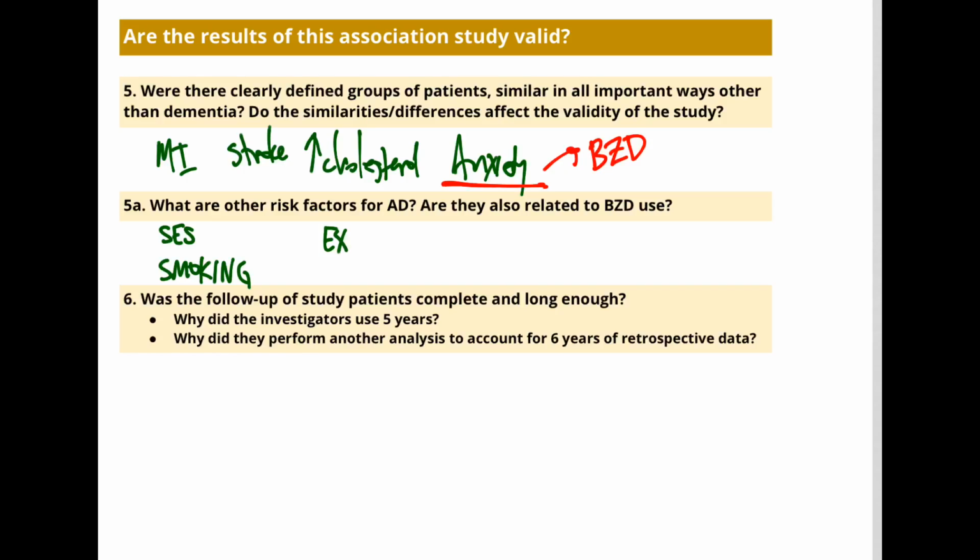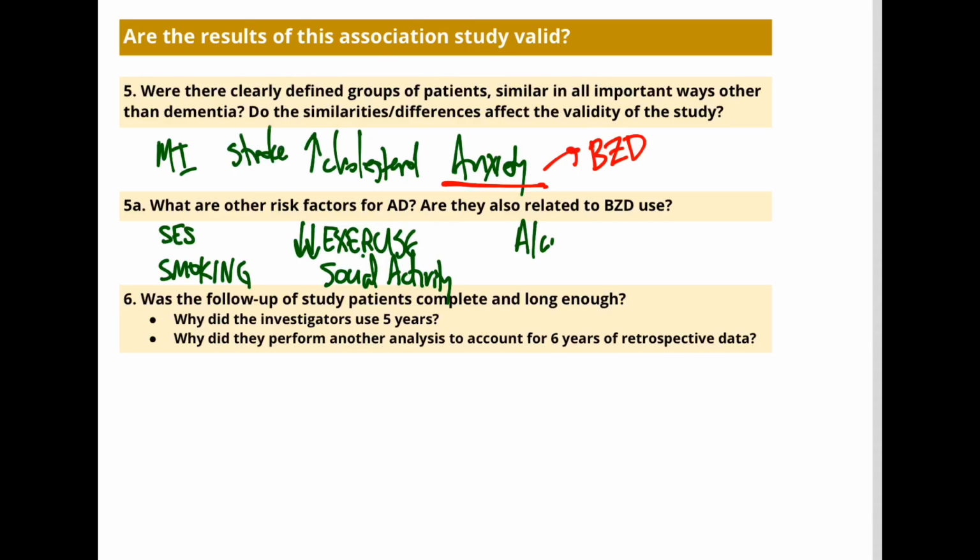Exercise was another one. So low levels of exercise are associated with Alzheimer's disease, and maybe people who don't exercise as much are prone to depression and anxiety, and so maybe they get more benzodiazepines. What about social activity was another one? And it's certainly possible that people with less social support, with a weaker social support network, are going to be prescribed benzodiazepines at a higher rate.